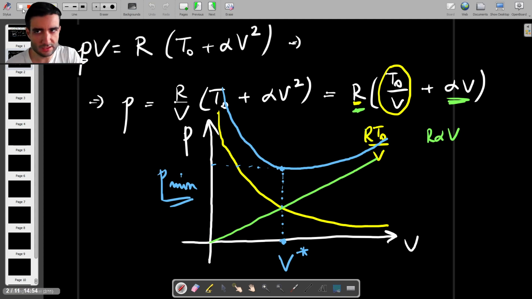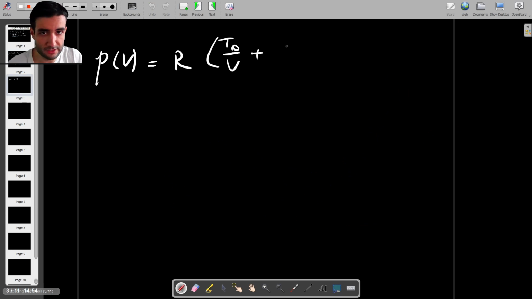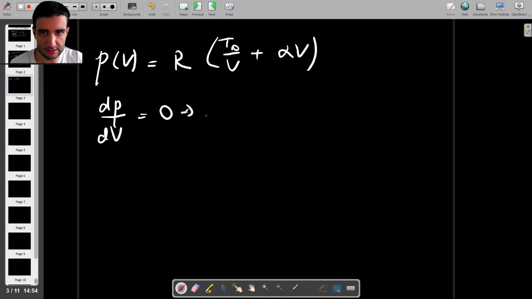Okay, and it's quite easy to do that. All you have to do is write P as a function of volume equals R times (T0 over V plus alpha V), and then we just differentiate the pressure. We set dP/dV equal to 0, which gives us minus RT0 over V squared plus alpha R.